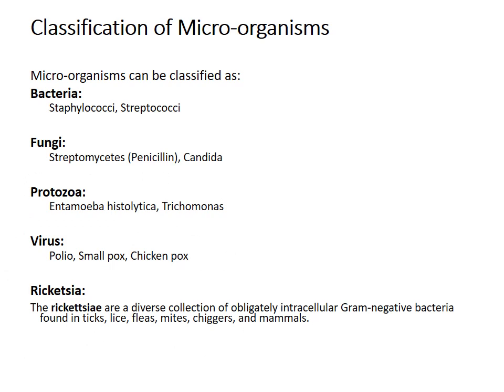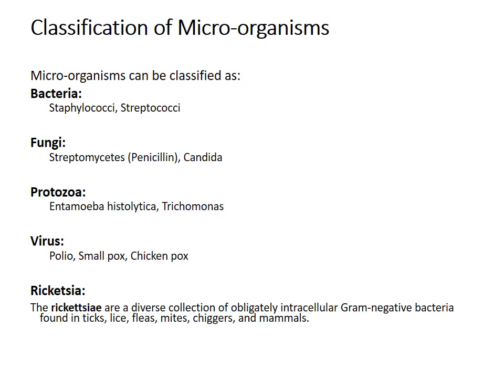Microorganisms are classified with various methods. One of the methods depends upon what kind of organisms there are, like bacteria, fungi, protozoa, virus, and rickettsia. Examples of bacteria are Staphylococci and Streptococci. Fungi examples are like Candida. Protozoa examples are Entamoeba histolytica and Trichomonas. Viruses are like poliovirus, smallpox virus, chickenpox virus. And another class is Rickettsia.